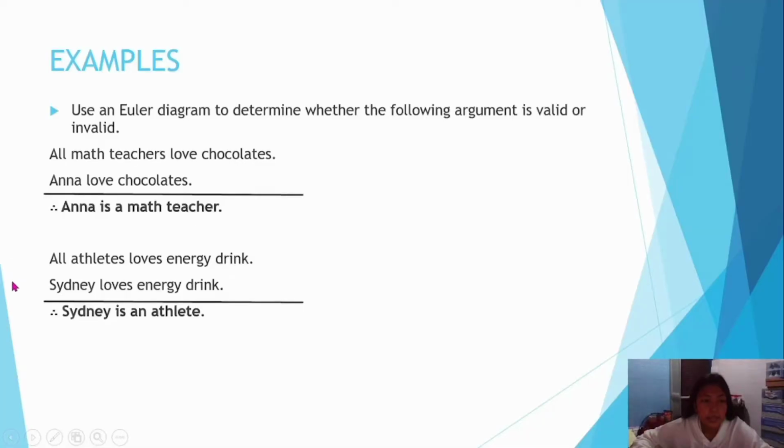For the last example, the premises here are: all athletes love energy drinks. Sydney loves energy drinks. Therefore, the conclusion is Sydney is an athlete. To better understand this example, let me show you the Euler diagram for this argument.